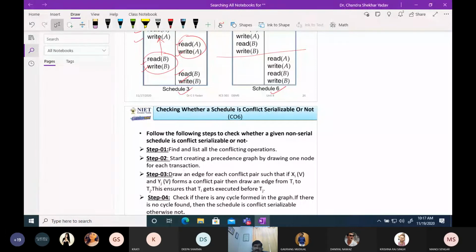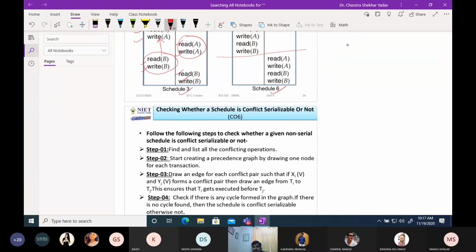If we get a cycle in a precedence graph, then that non-serial schedule is not conflict serializable. And if no cycle, then that non-serial schedule is a conflict serializable schedule. Did you get it?